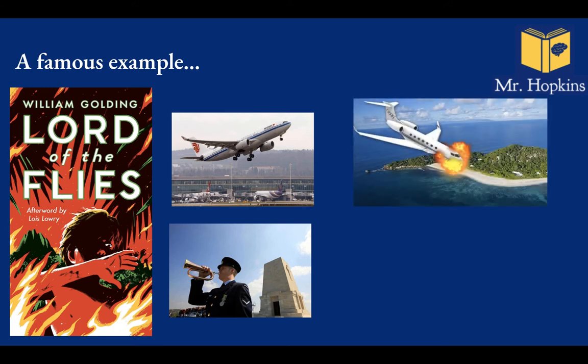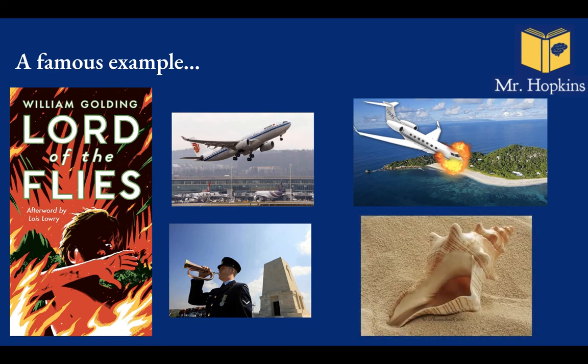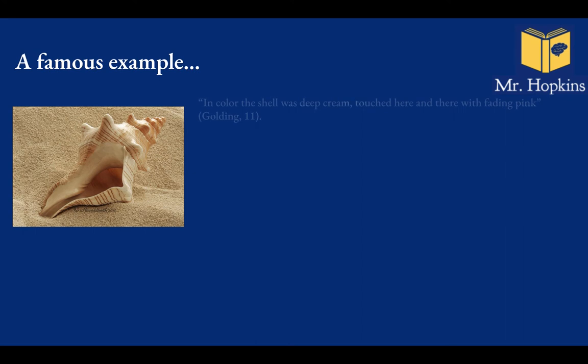Now, the plane crashes on a desert island. All the adults die on the plane, so it's just the school children trapped on this island. And the main character comes across a conch. His name's Ralph. He comes across a conch shell, looks like this. And he blows it, and it makes a sound. Let's look at some quotes. In colour, the shell was deep cream, touched here and there with fading pink. So it's this colourful shell with deep colours.